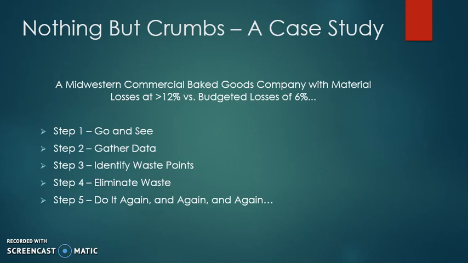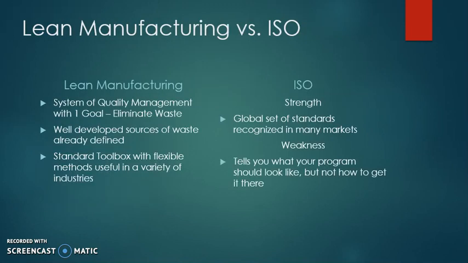So what about other quality management systems? How does Lean compare to, say, ISO or Kaizen, or even total quality management? Well, let's look at ISO first. Lean manufacturing is a system of quality management with one goal. We talked about that. It's to eliminate waste. Lean manufacturing is well developed in its sources of waste that are already defined. Lean manufacturing comes with a standard toolbox that has flexible methods that are useful in a variety of industries, not just the food industry.